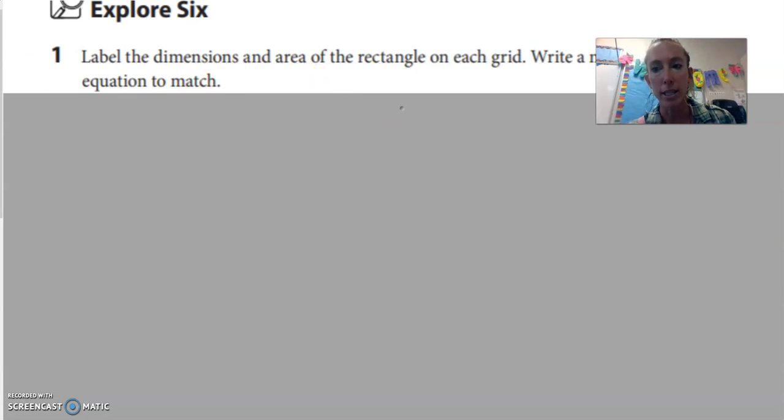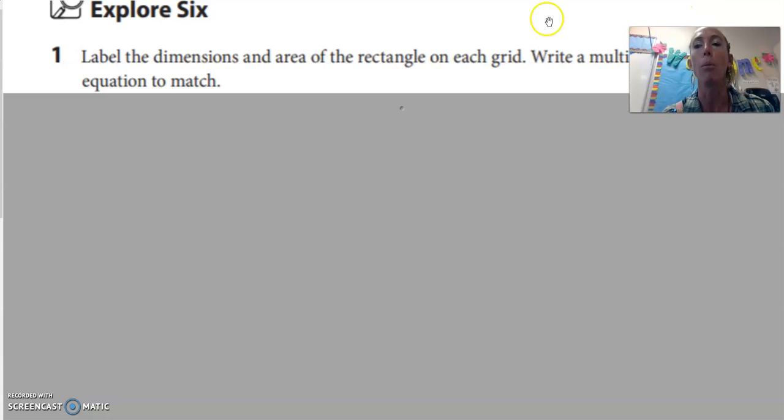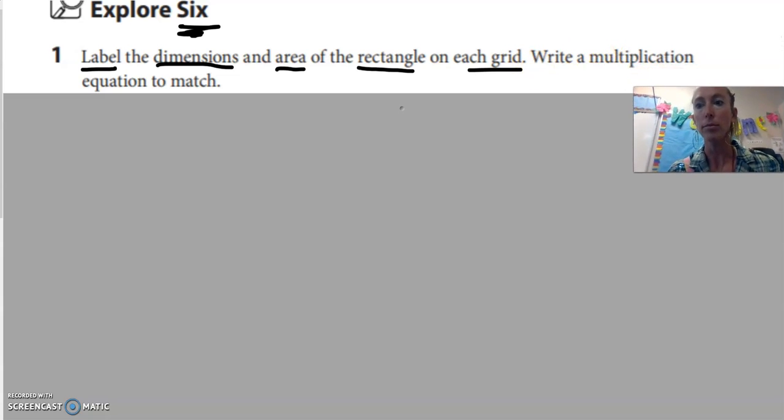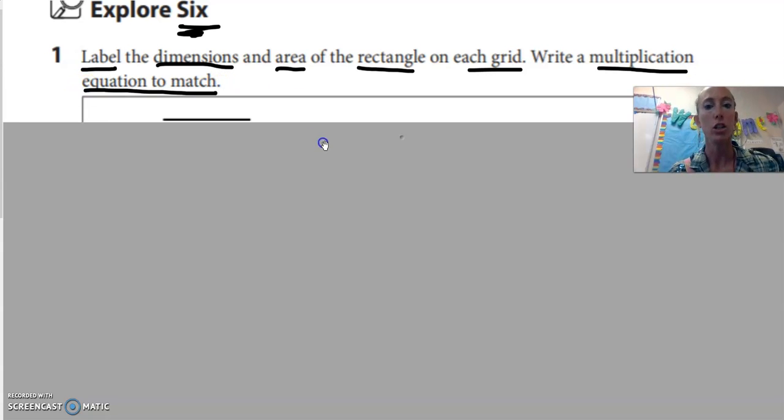So you guys are going to have this handout that's going to help you explore this. We're going to explore the factor of 6 with multiples of 10. So here's what we need to do. We need to label the dimensions and area of the rectangle on each grid that you're looking at. And then you're going to write a multiplication equation to match it. So let's try this out.